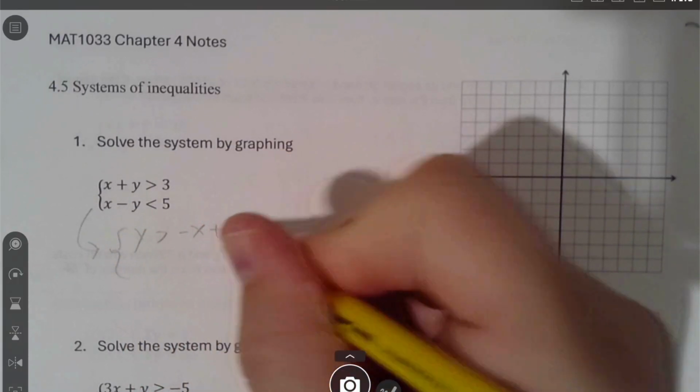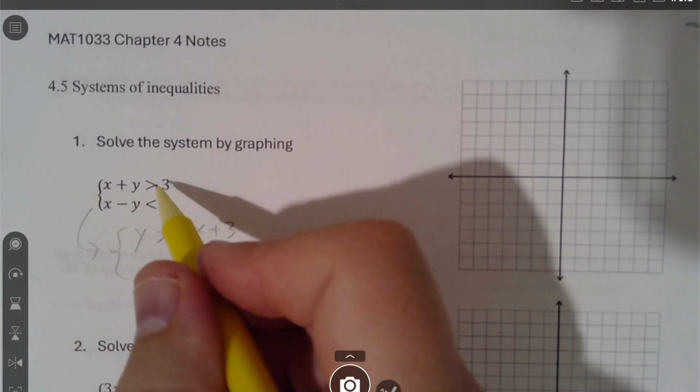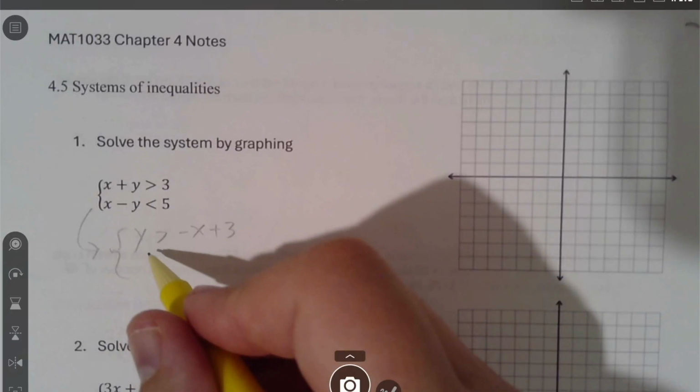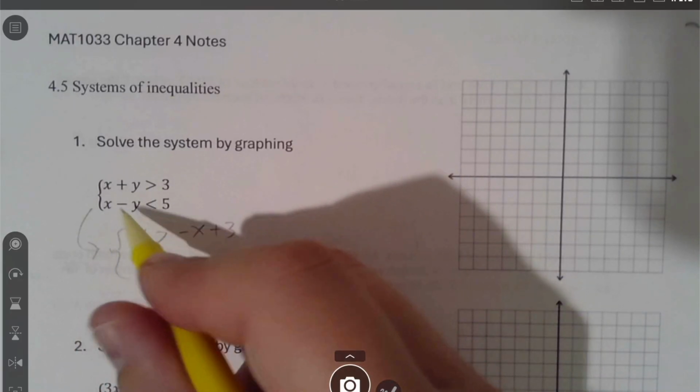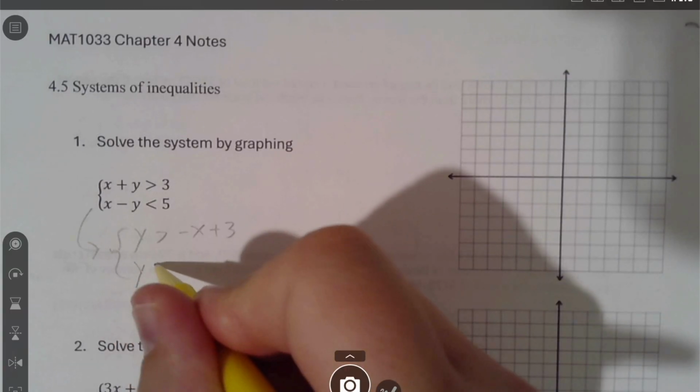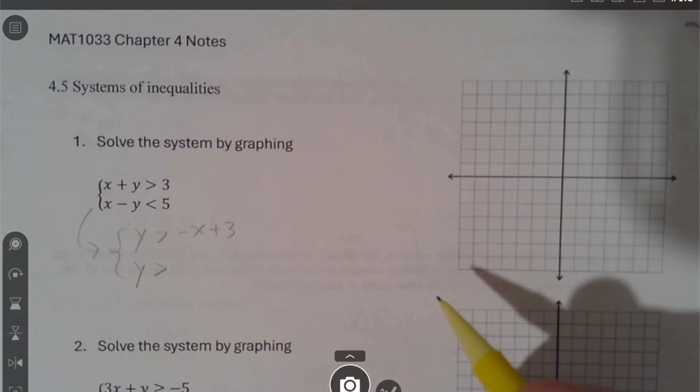We'll have negative x plus 3 because I just need to subtract x over. The other one's a little bit trickier and I got to really be careful. And we need to subtract x, then divide by negative 1. Now be careful because when you divide by a negative 1, you flip the direction of the inequality.